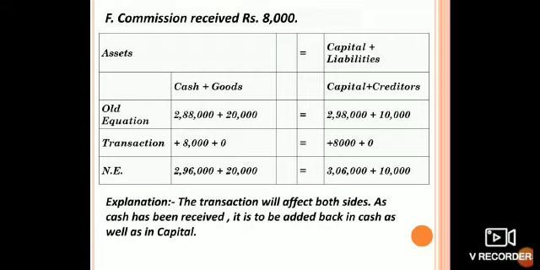Commission received rupees 8,000. Now the old equation is 2,88,000 plus 20,000 under asset side, and under liability side it is 2,98,000 plus 10,000. Now the current equation is commission received 8,000. As you are receiving commission, it should be added in the cash as 8,000, and it should also be added under capital. So now the new equation will be 2,96,000 plus 20,000 under asset side and 3,06,000 plus 10,000 under liability side. The transaction will affect both sides. As cash has been received, it is to be added back in cash as well as in capital.